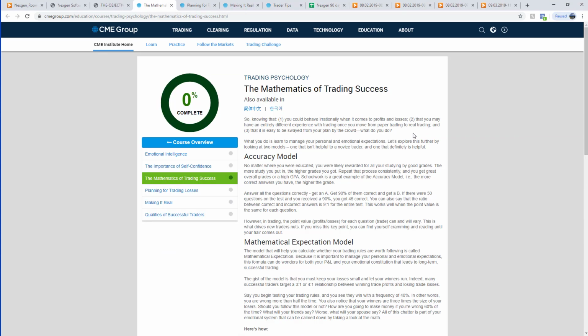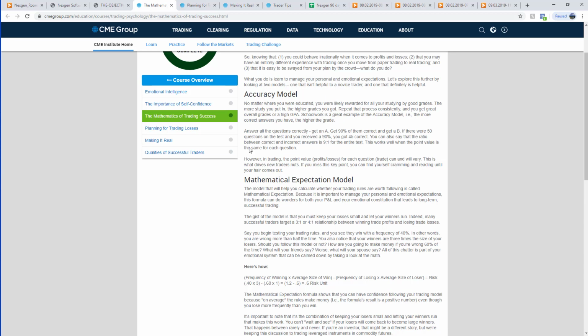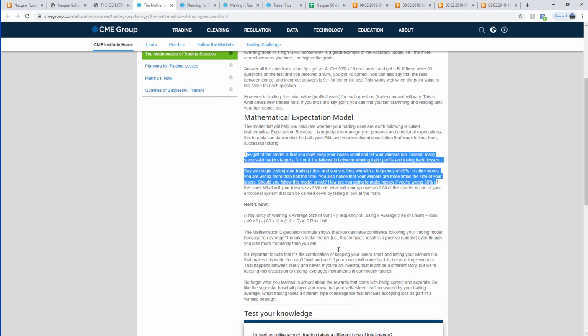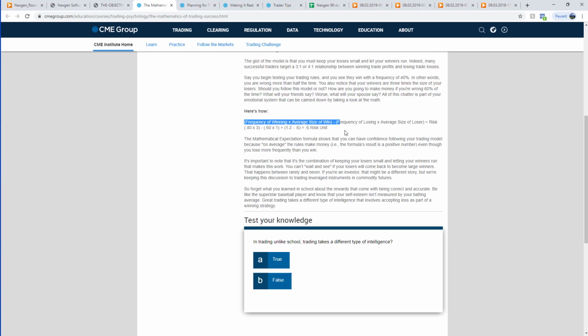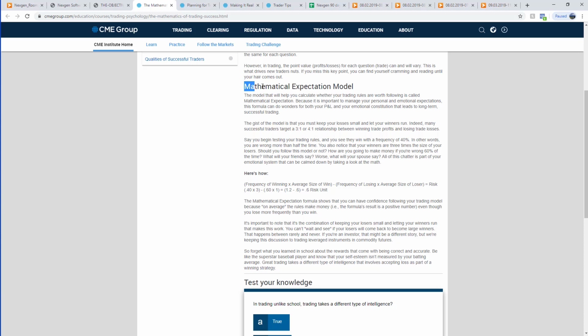Then they go a little further and talk about the mathematics of trading success. You have to understand what your winning percentages are. You can go through this all you want, but you have to understand how frequently you win, what the average size of the win is, and you have to win more than you lose, either with a bigger winner size or a bigger winning percentage. If your mathematics are off and you don't have a winning system, no matter what you do or how confident you are, you're still going to lose.